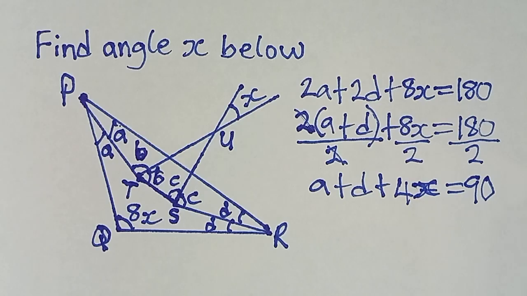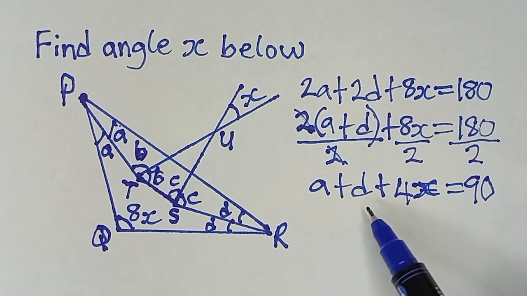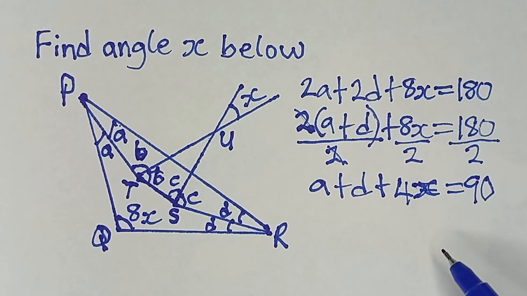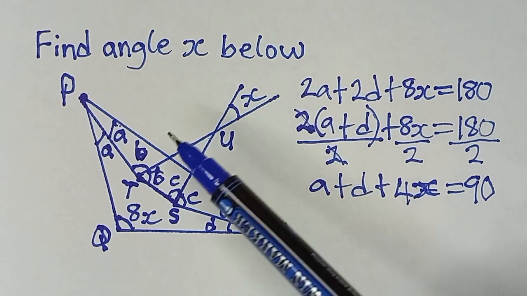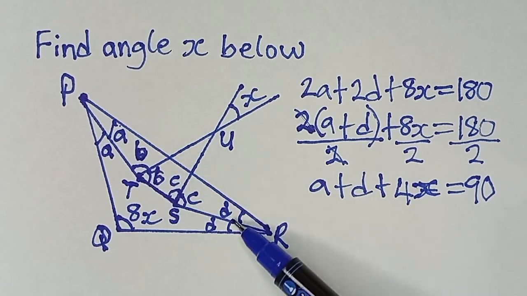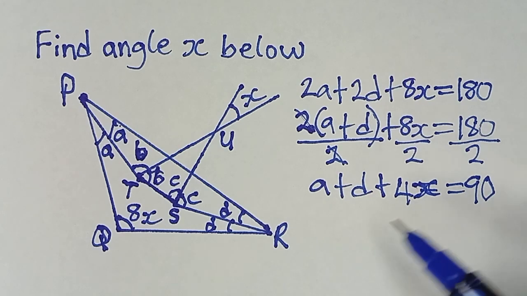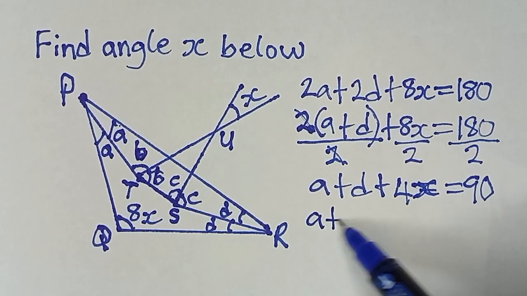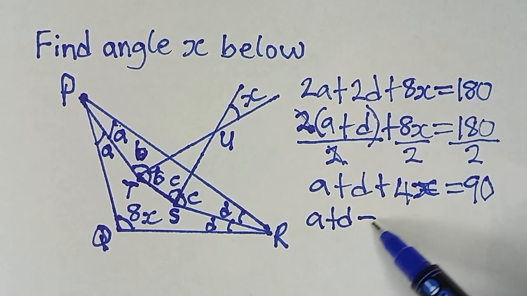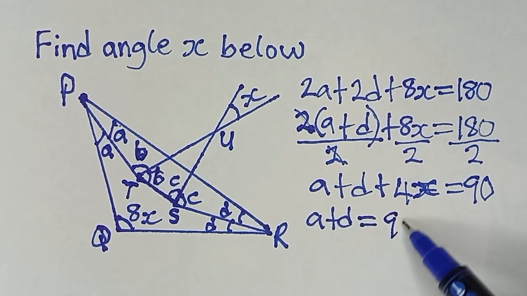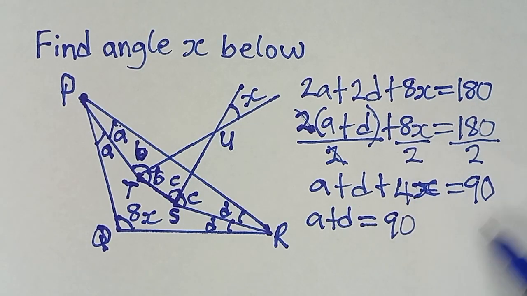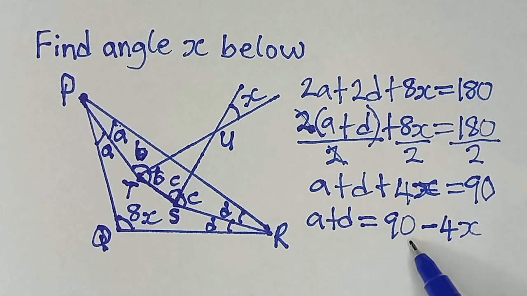So now I can simply make A plus D the subject of the formula. I'm taking A plus D because I'm later going to use this A and D in my solution. So I want to take A plus D as subject of the formula. So A plus D will be equal to 90 is here already. This plus 4x, if it comes to this side, becomes minus 4x. So that means A plus D is 90 minus 4x. Okay, now we have established that first fact.